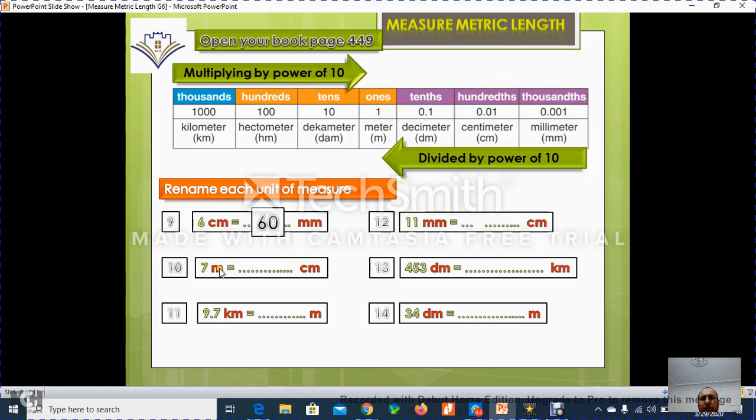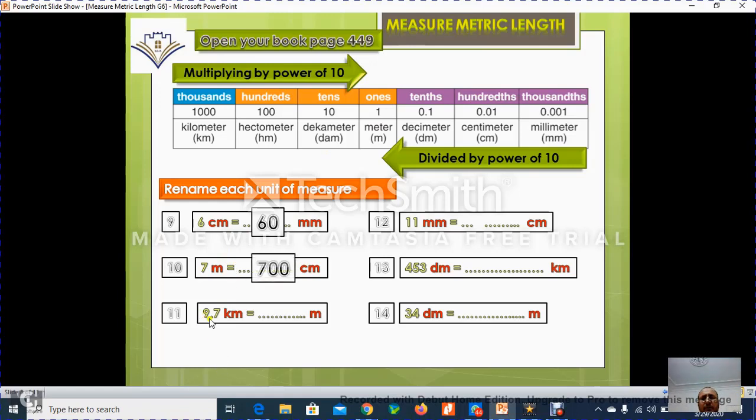Question number 10. 7 meter to centimeter. Where is meter? Here is meter. Convert it to centimeter. Yes, from meter to centimeter. How many jumps? 1, 2. Then 10 multiply 10 equals 100. So from meter to centimeter, we multiply by 100. Then 7 multiply 100 equals 700.